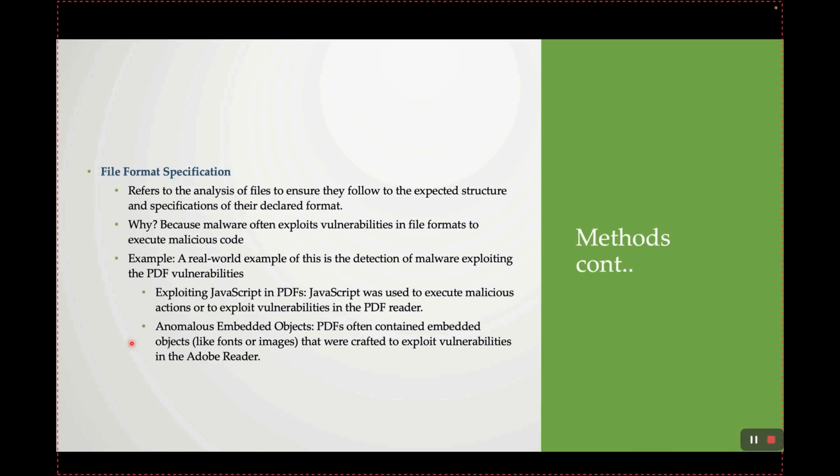Now, the anomalous embedded objects. We know that PDFs often contain embedded objects like images that were crafted to exploit vulnerabilities in the Adobe Reader. Now, file format specification analysis involves examining carefully these embedded objects to ensure they conform to the expected format. So, therefore, any deviations from the norm would indicate an attempt to exploit vulnerabilities.